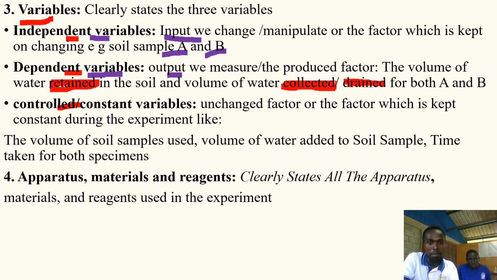Okay, here we have some examples. Number one is the volume of soil used. If you're using 20 cubic centimeters of sample A, then you have to maintain the 20 cubic centimeters also for sample B. That's how it becomes a constant. Then for time, if you're taking about 4 minutes for sample A to reach the results, then take the same time for sample B.